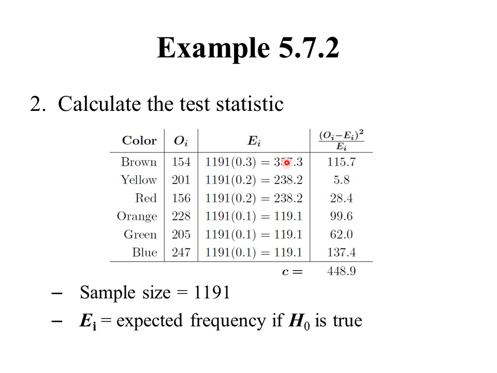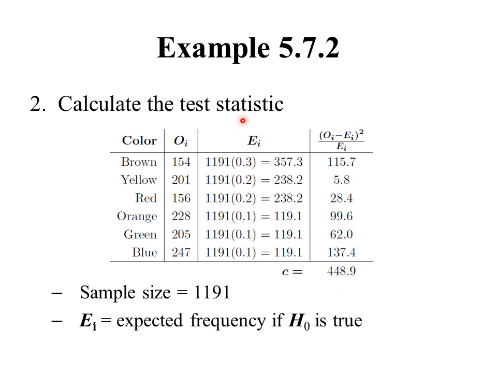So the fact that there's quite a bit of difference between this column and this column is an indication that my null hypothesis is probably not a true statement. So I would probably want to reject that null hypothesis.